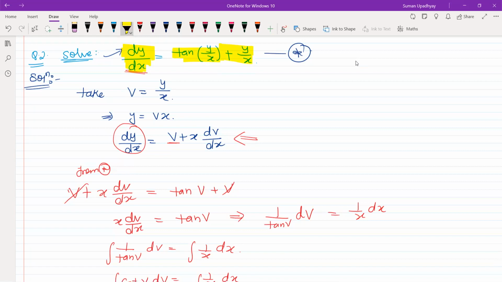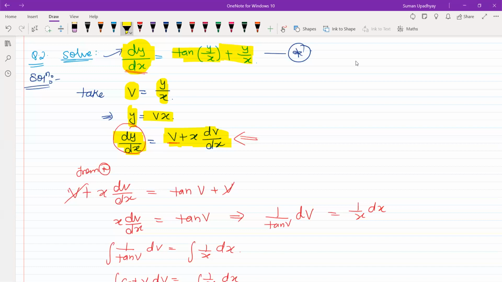Then what did I do? What I observed is that the y by x expression is there. So I took v equals to y by x. Then what will I get? y equals vx. Why am I taking y equals vx? Because I have to replace dy by dx also. So I differentiated and got dy by dx as v plus x dv by dx.